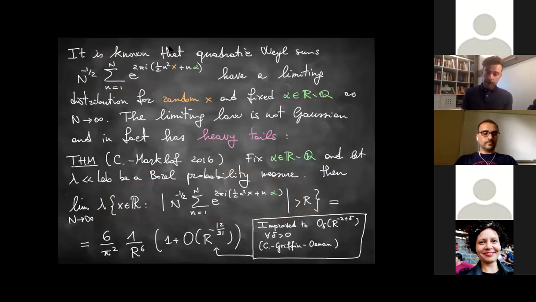So imagine I'm looking at the distribution function of the absolute value of my sum. Then after n has gone to infinity, when I look at the limiting random variable, the limiting distribution, this limiting distribution has heavy tails. And in fact, when R goes to infinity, it has a decay of constant times R to the power minus 6, which means that the 6 minus epsilon moment exists, but the 6th moment doesn't exist. No moments higher than the 6th exist because of the heavy tail.